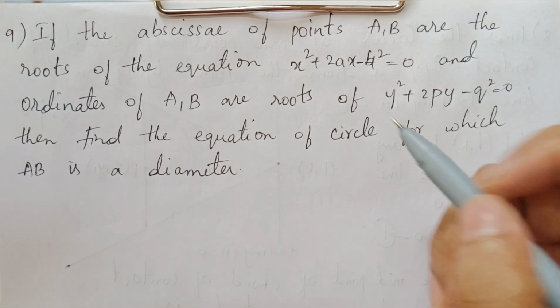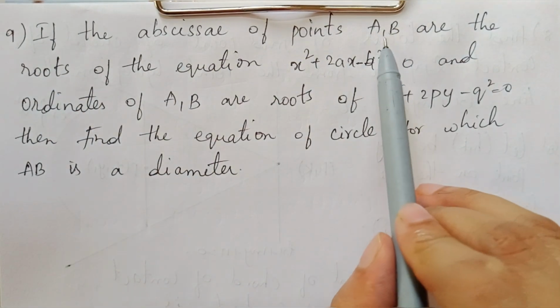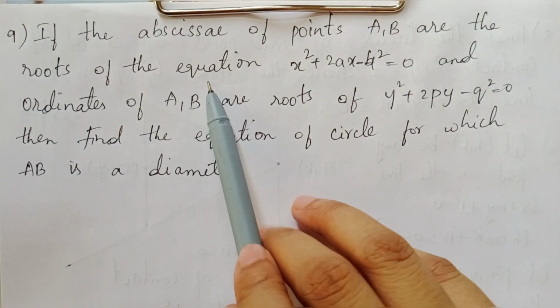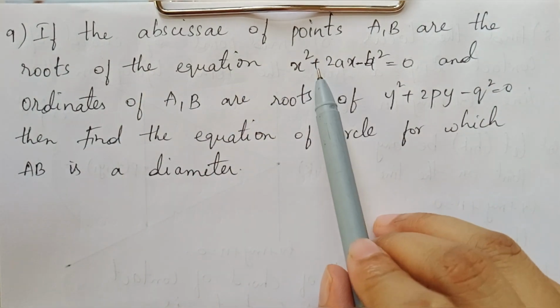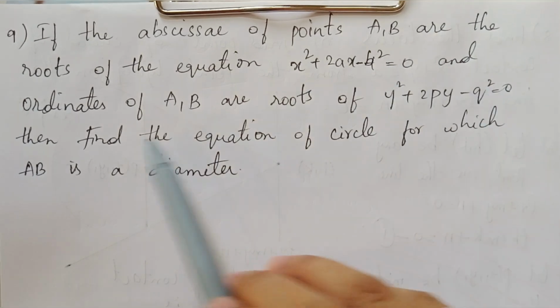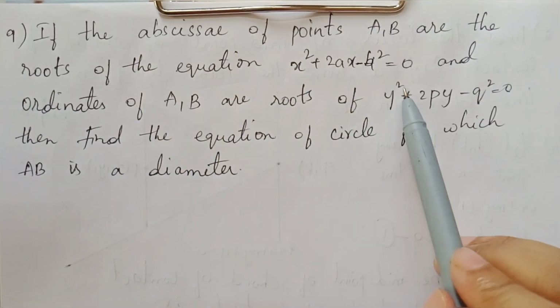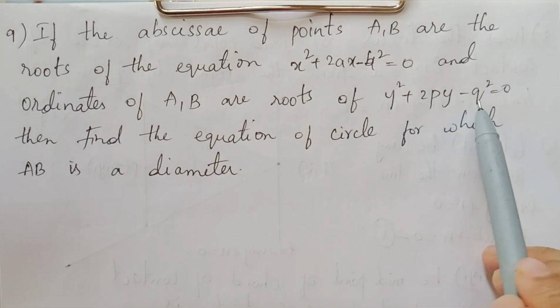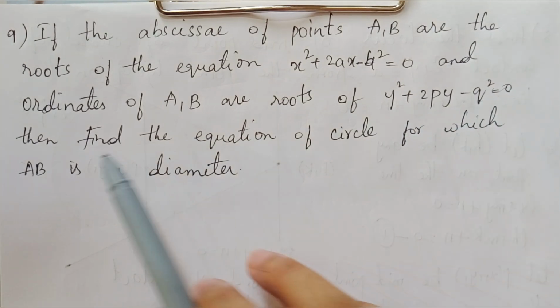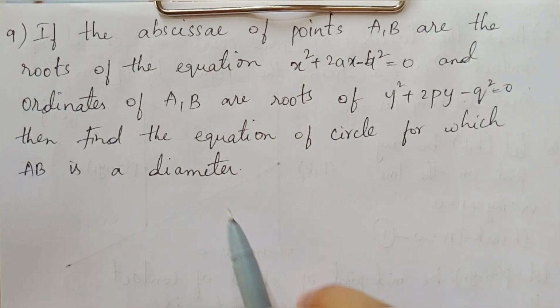Our ninth question is, if the abscissa of points A, B are the roots of the equation x squared plus 2ax minus b squared equals 0, and the ordinates of A, B are the roots of y squared plus 2py minus q squared equals 0, then find the equation of the circle for which AB is a diameter.